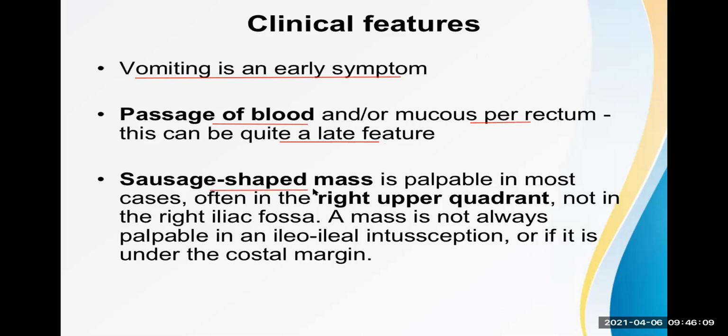The sausage-shaped mass is palpable in most cases, often in the right upper quadrant, not in the right lower quadrant. This is in the right upper quadrant. A mass is not always palpable in ilio-ileal intussusception, or if it is under the costal margin. So it is way up under the costal margin. So in that case, it may not be palpable. So sausage-shaped mass may be there. This can also be asked as a question in the exam.